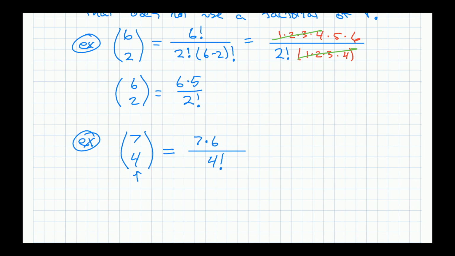7 times 6 times 5 times 4. So the numbers just count down, and whatever the number is on the factorial is how many of them you have on the top, right? So on the earlier one, it was a 2, and there were 2 things up here, 1, 2. Here, it's a 4, and then 1, 2, 3, 4. And so that's the pattern, okay?